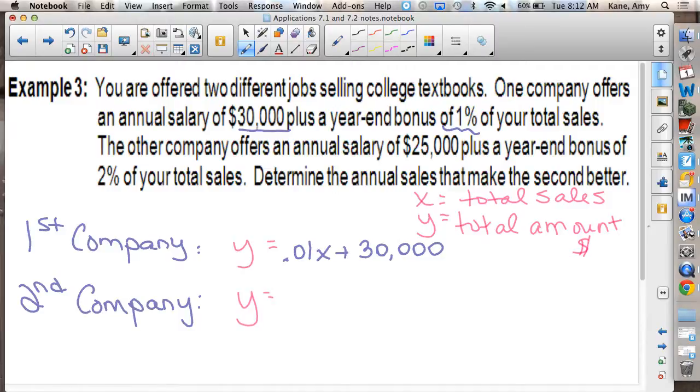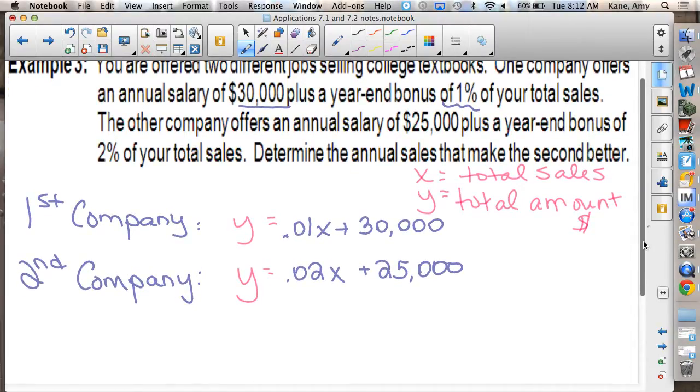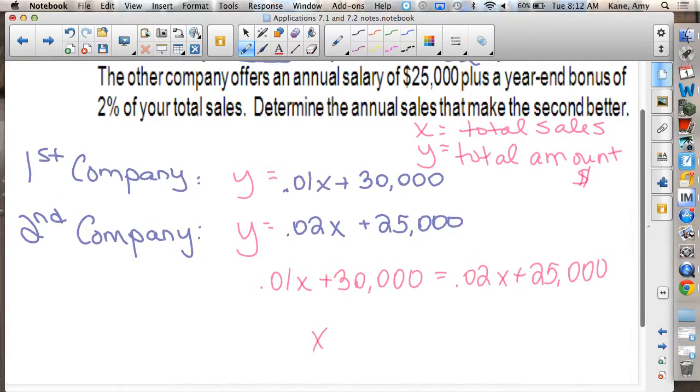The second one, you're getting a 2% year-end bonus. And then $25,000. So determine the annual salary that makes the second better. Or, I'm sorry, determine the annual sales that would make the second one better. So again, we can find out when they're equal to each other. And then anything after that point would make the second option a better option.